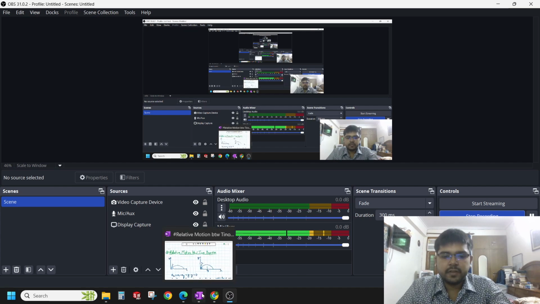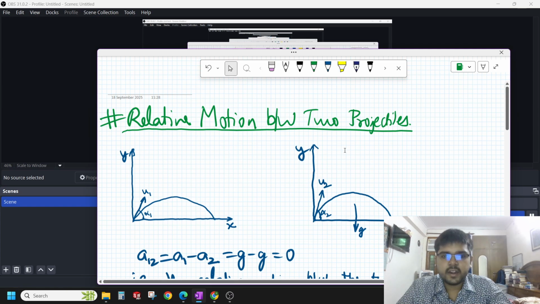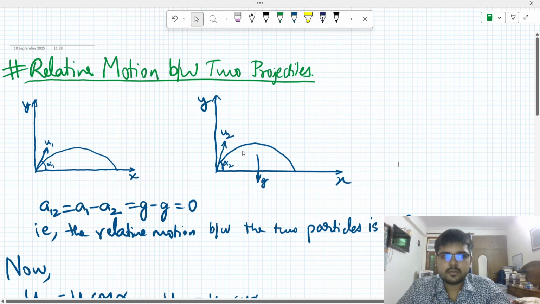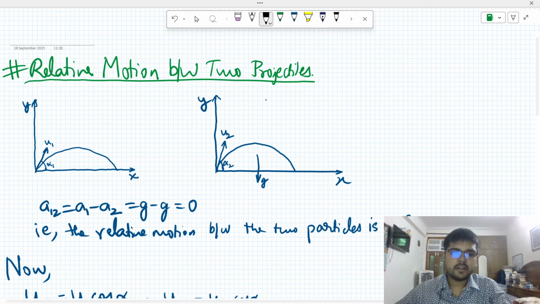In this video, we are going to study relative motion between two projectiles. So, we are given two projectiles here. One is at an angle alpha 1 and the other is at an angle alpha 2. The initial velocities of the projectiles are u1 and u2, and the coordinates are y and x.